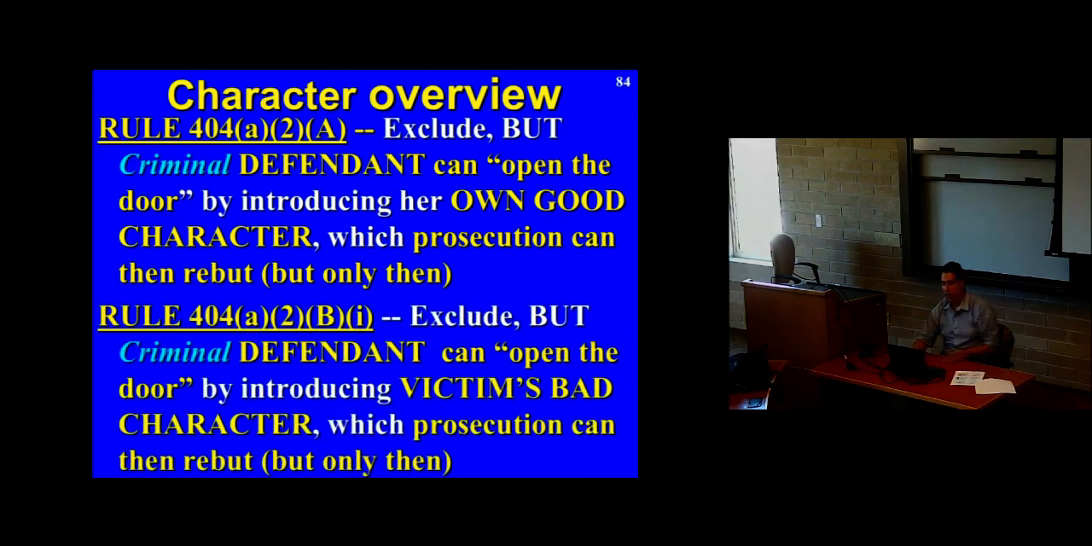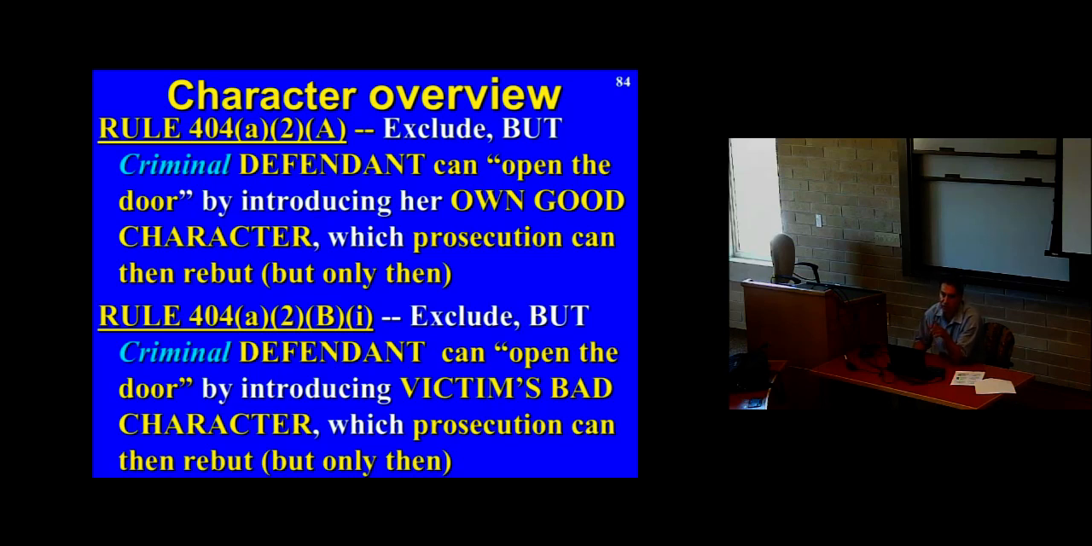Now, 404(a)(2)(B)(i), another option that a criminal defendant has is to be able to attack the victim's character. So the defendant can open two doors. They can open the door on themselves, their own good character, which can be rebutted by the prosecution, or they can open the door on the victim's bad character. And then after that, the prosecution can come back and put on evidence of the victim's good character.